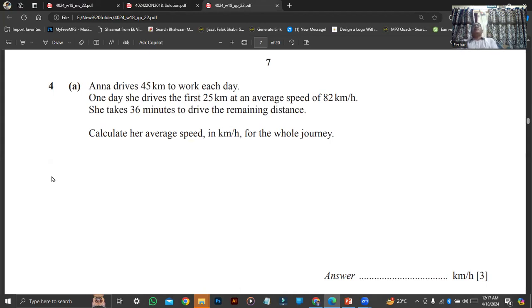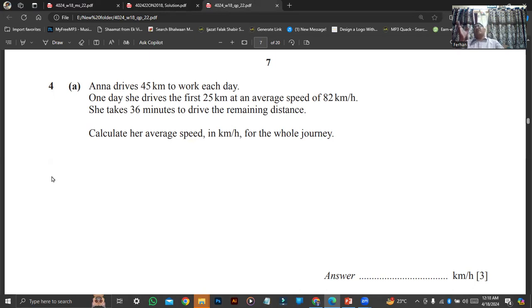You see, whenever you want to find out the average speed for the whole journey, we need two things: the total distance traveled divided by the total time taken. So now you can divide this distance into two portions. In the first portion, he traveled 25 kilometers at a speed of 82 kilometers per hour. So from these two numbers, I can find out the time taken for this first portion. The time taken for the remaining 20 kilometers is 36 minutes.